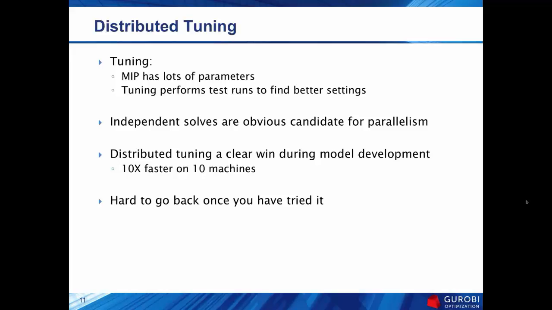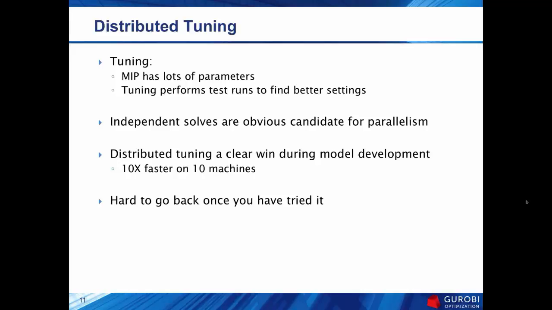So distributed tuning is a clear win for this model development activity. If you've got 10 machines, doing distributed tuning on those 10 machines is approximately 10 times faster. So this is just an obvious thing to test. If you've got 10 machines and you need to do some parameter tuning during your model development, use distributed tuning to do that. It's a very, very useful feature. But this is something you just do during model development.